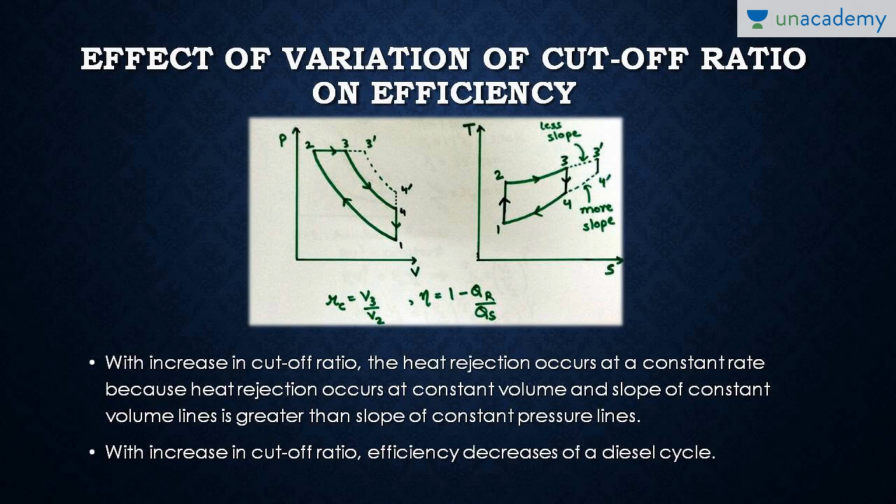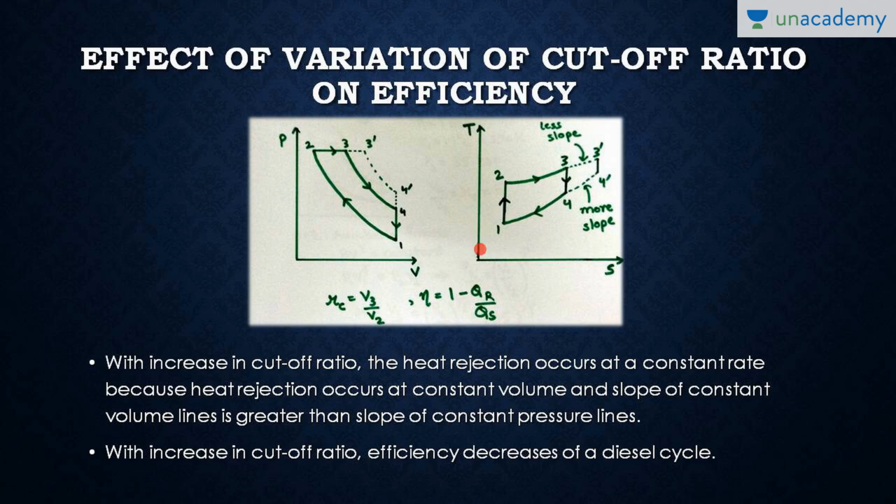Now, many times a question comes in exams: if you increase the cutoff ratio of the diesel cycle, will the efficiency increase or decrease? So many times this question has come in IES as well as in GATE examination. So the heading is effect of variation of cutoff ratio on efficiency. As you can see, 1 2 3 4 is the original diesel cycle, and the condition is increase in cutoff ratio. So 1 2 3 dash 4 dash is a new cycle. We have drawn this cycle in PV diagram.